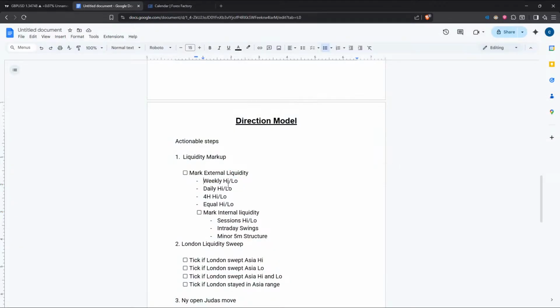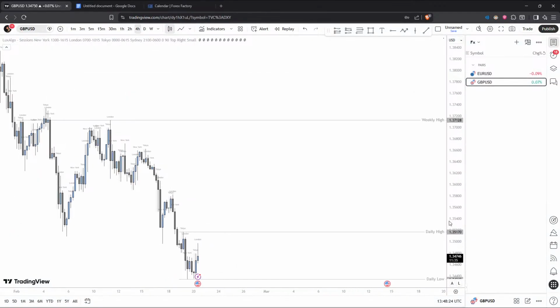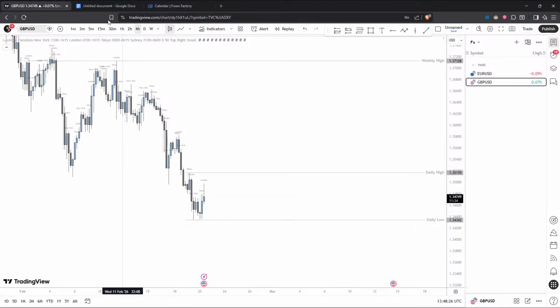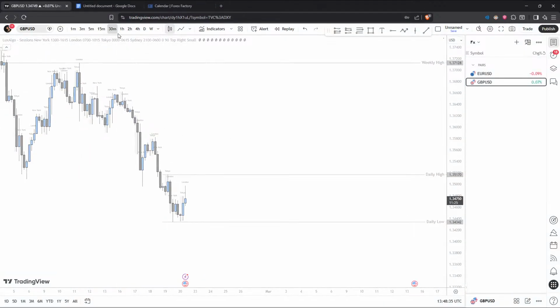Okay, so we've done that. The 4-hour high and low, one over there, but we're not going to mark that for now. Equal highs and lows, that's really been swept. Okay, so we've done external liquidity, so we can check that. Now it's time to do internal liquidity. So we're going to go to a smaller time frame.